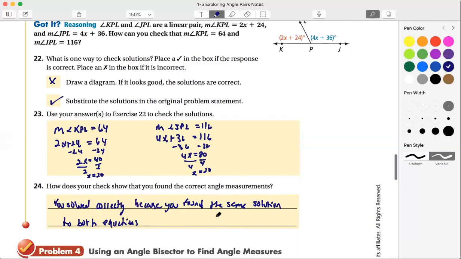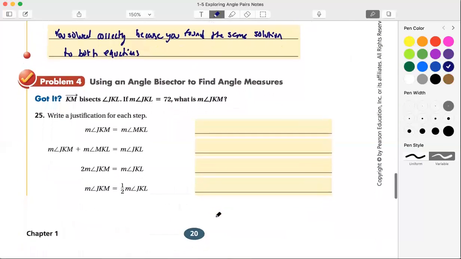All right. So let's try a problem. Let's fill in the steps to each one of these. If I know that KM bisects an angle, and I know JKL equals 72, what is the value of this value? If I know something bisects something else, then it makes true congruent statements. So this is called the definition of angle bisector.